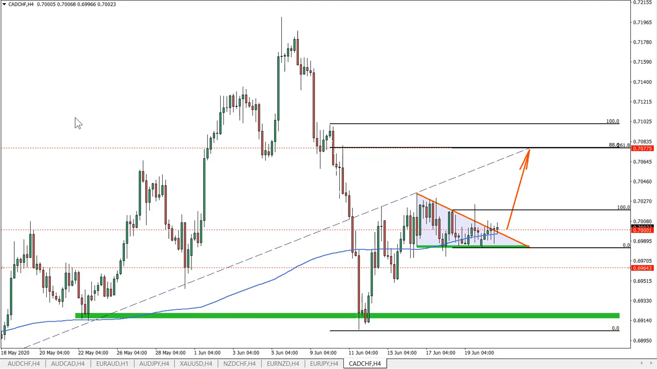Today we will look at the CAD versus Swiss franc currency pair, and this is the second idea for today. Before we start, I would like to remind you that all the information in this video is for educational purpose only and should not be considered as financial advice.